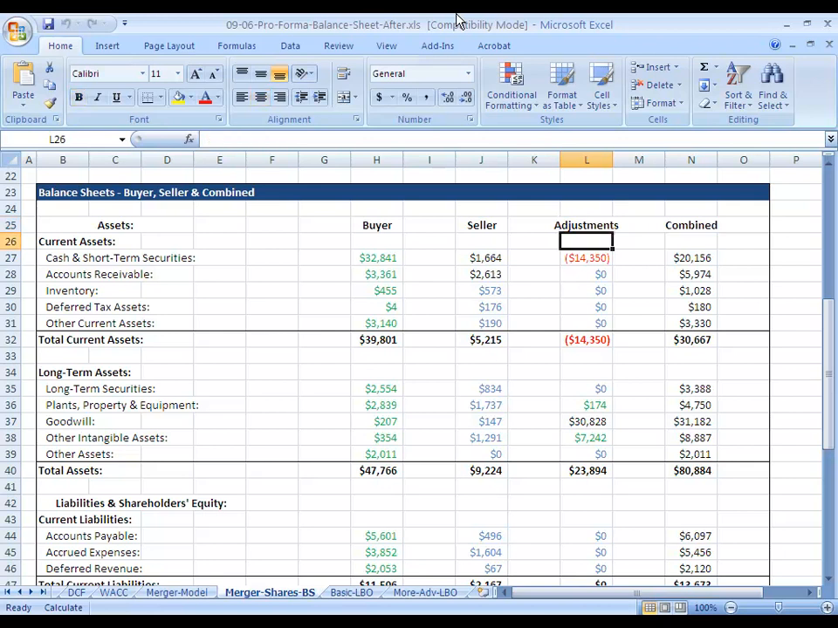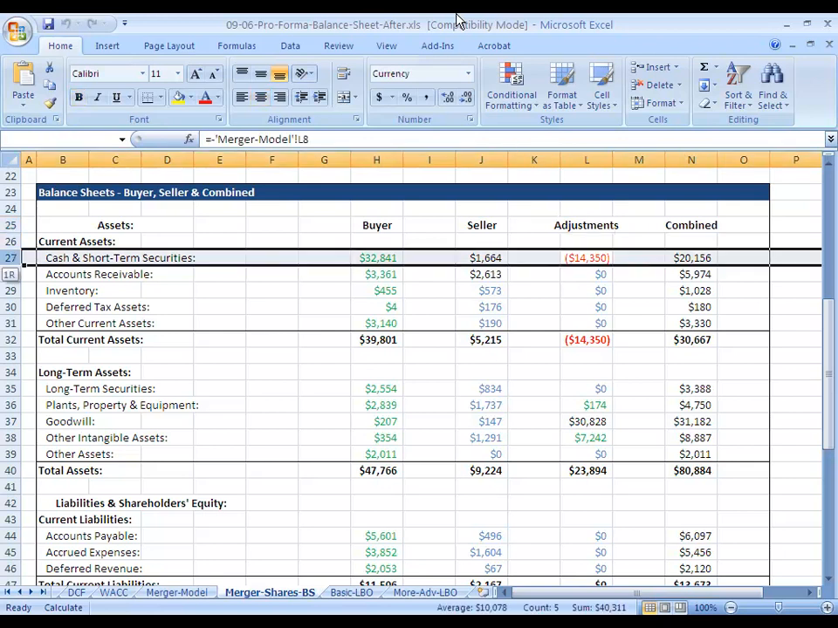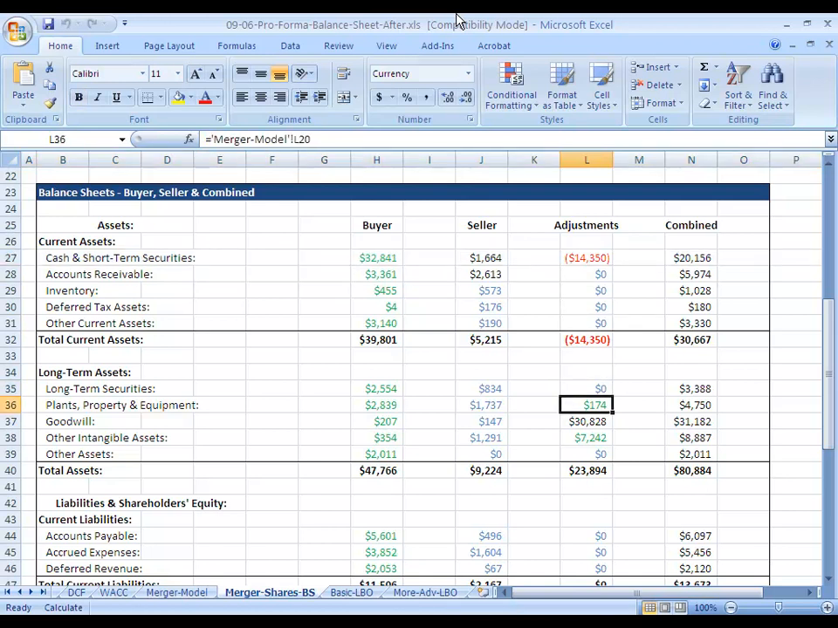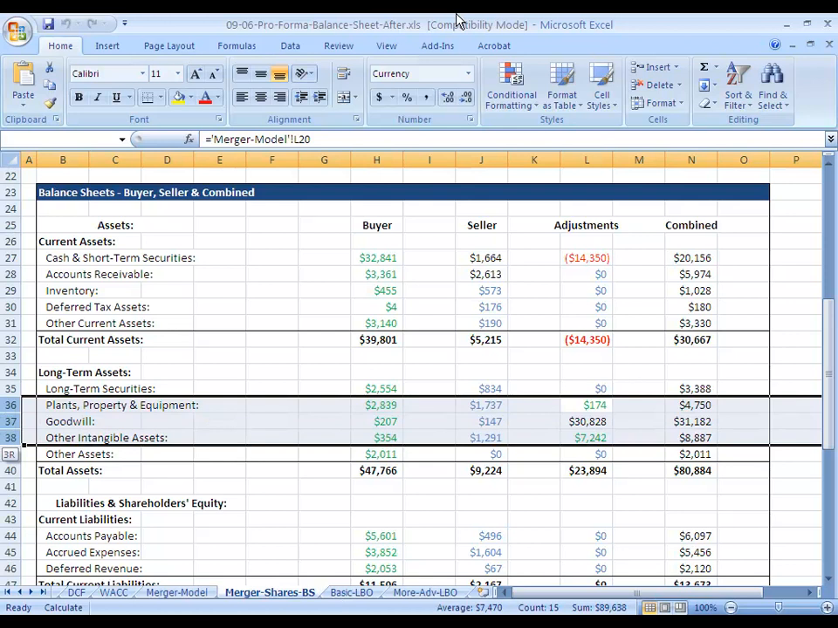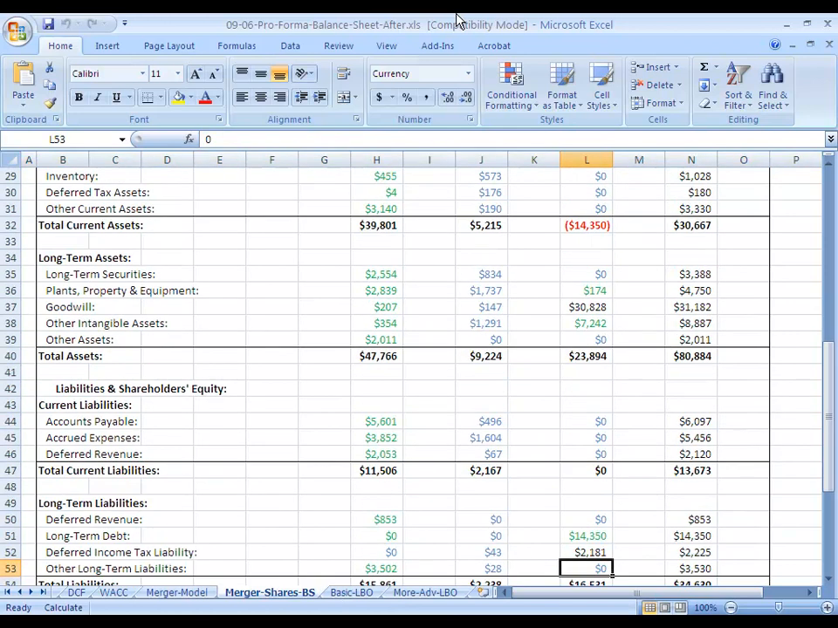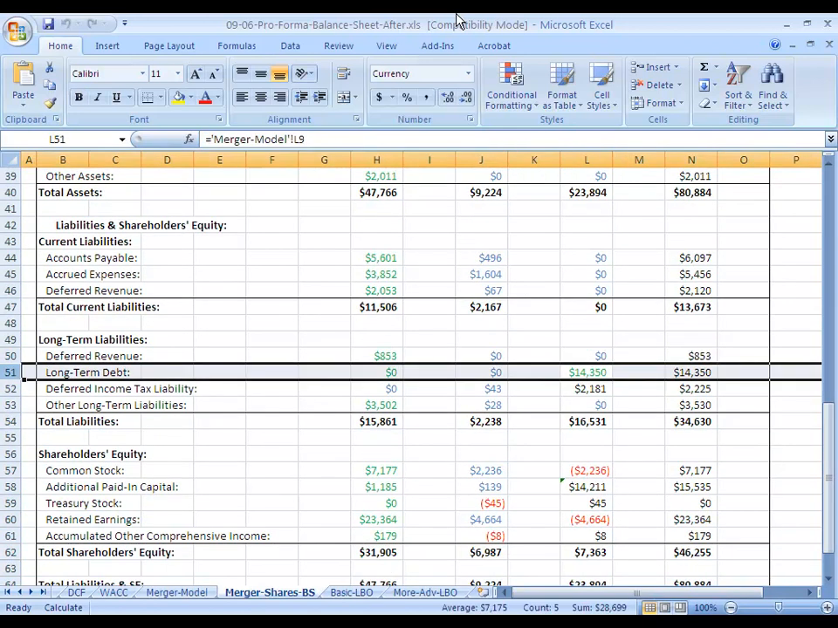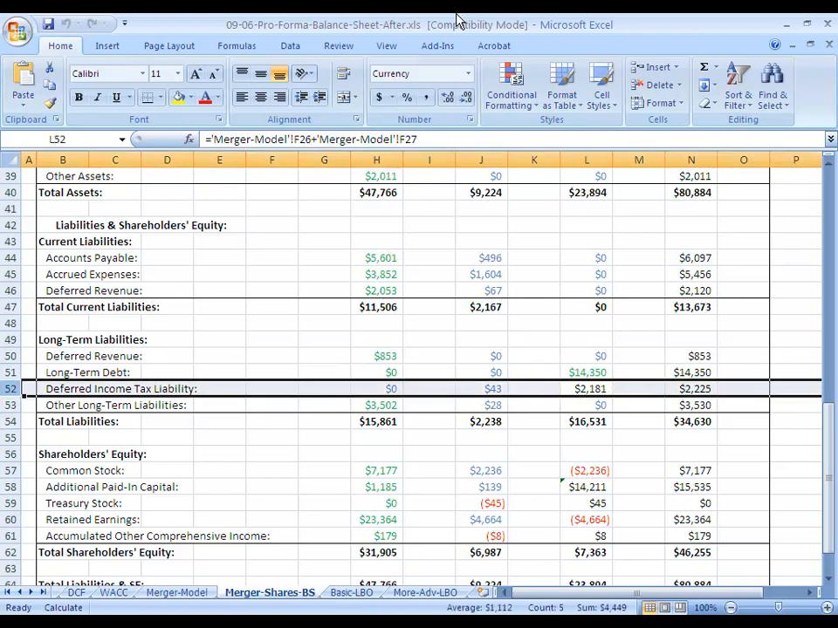With cash, for example, we're still going to have to subtract cash because Apple is going to be using some of its own cash to finance the deal. We're still going to have to modify PP&E, goodwill, and intangibles. On the liability side, we're still going to have to add in debt. We will still have a deferred income tax liability to deal with.